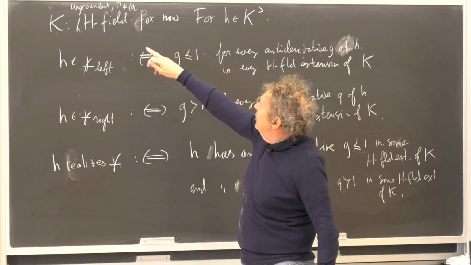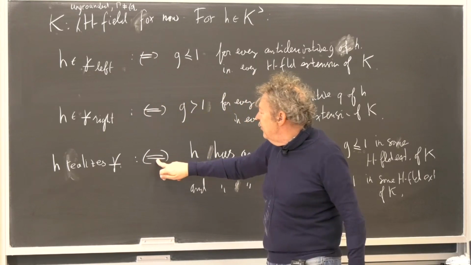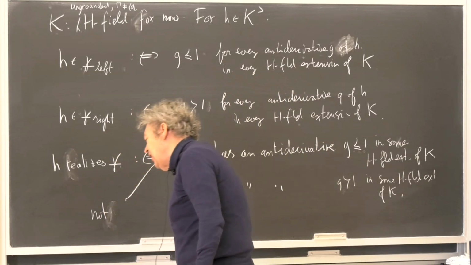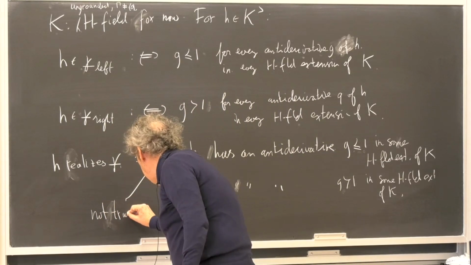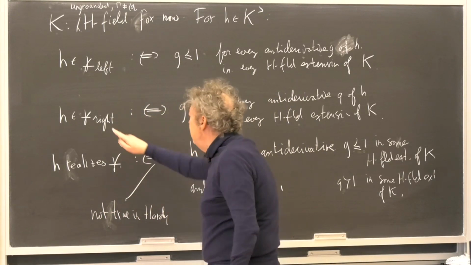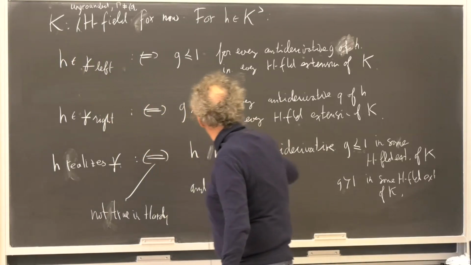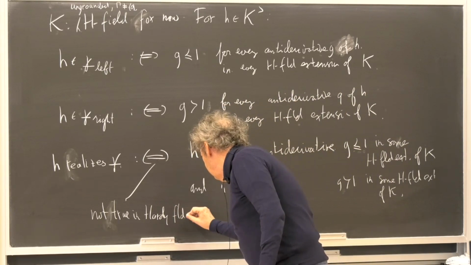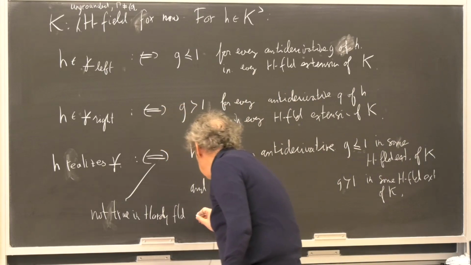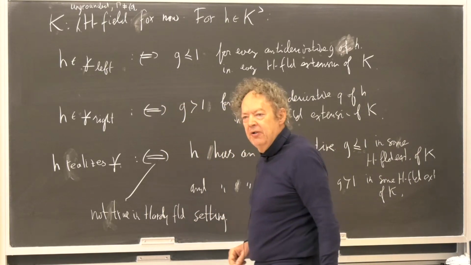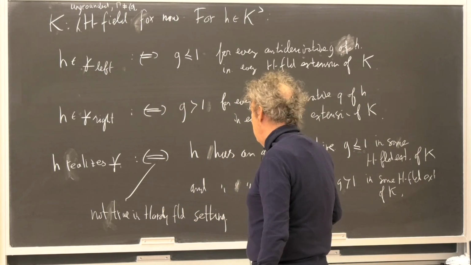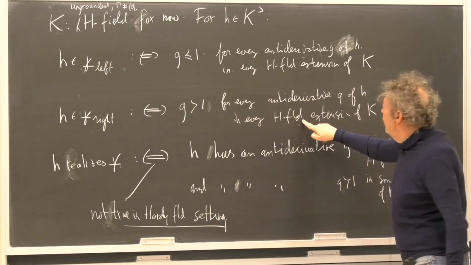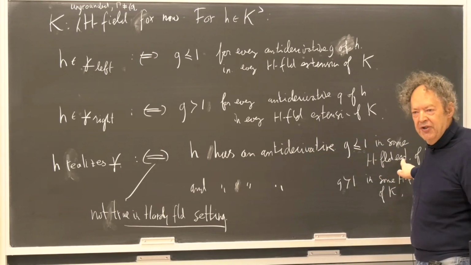And the reason why one needs to talk about H-fields instead of Hardy fields is that this equivalence is not true in the setting of Hardy fields. It is simply undetectable there. Even if K here is a Hardy field, you have to go to H-field extensions to see the gap. When I say it's not true in the Hardy field setting, I assume that K is a Hardy field and that I'm also considering, instead of H-field extensions, Hardy field extensions.